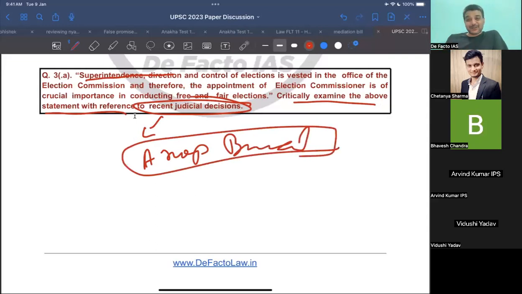How will we start this particular question? We will first write what the meaning is, right? I always tell you that you should always try to find some good lines, like with regard to this Election Commission. You should always start with that.